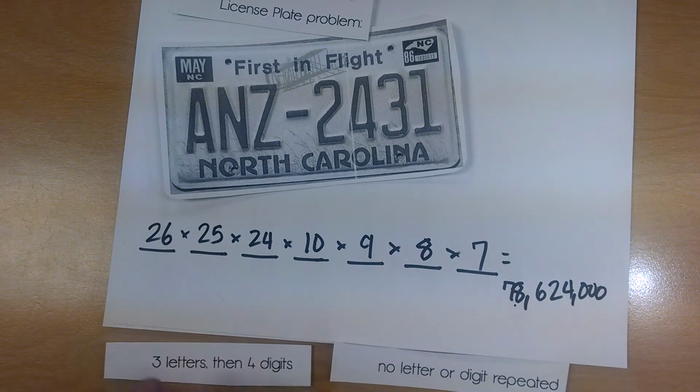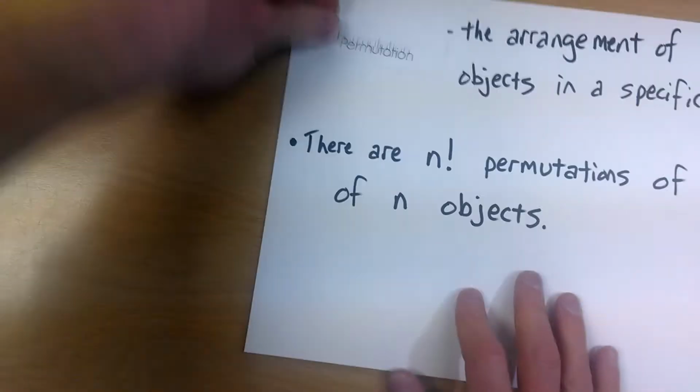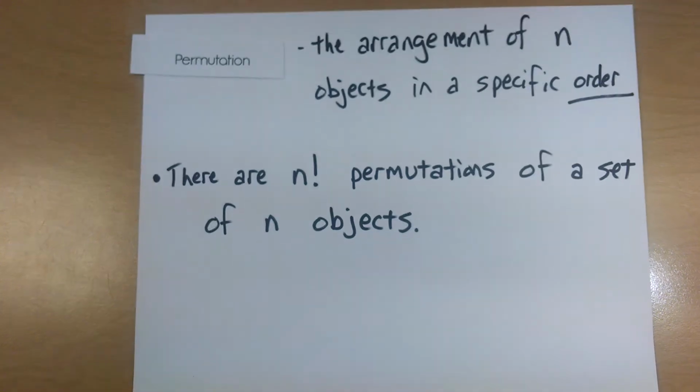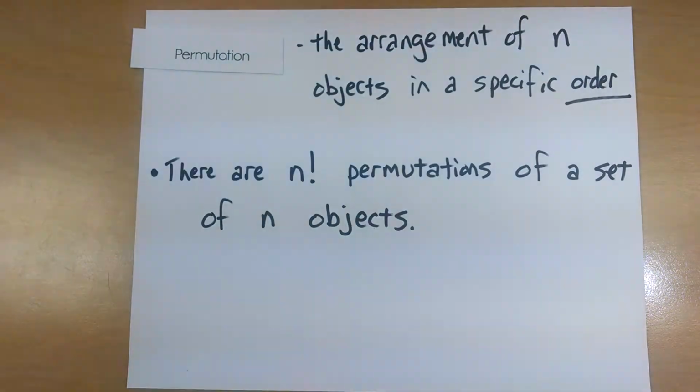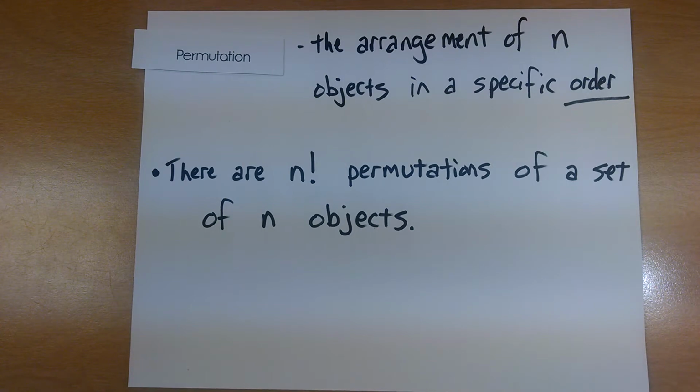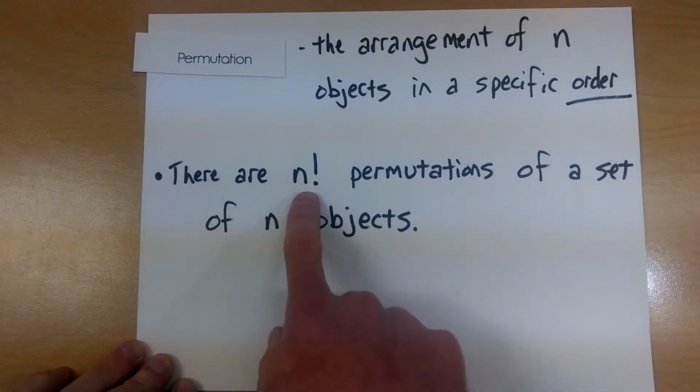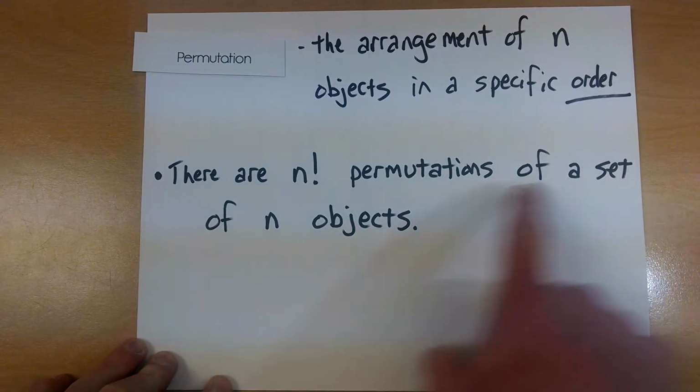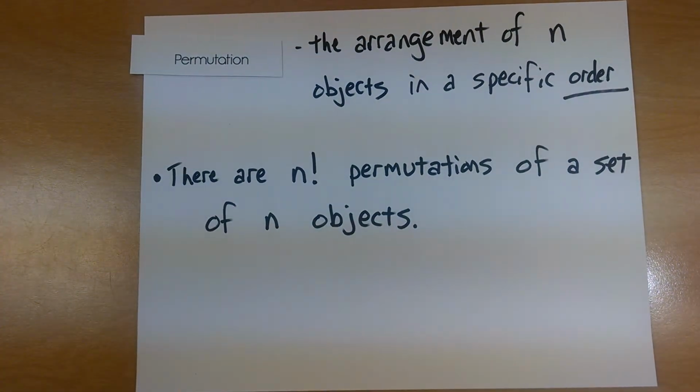All right, so let's give this a name. We're going to call these arrangements. Lost my permutations. Sorry. There we go. Permutations. Okay, so a permutation is an arrangement of n objects in a specific order. Okay, and our shortcut we can use is there are n factorial permutations of a set of n objects.